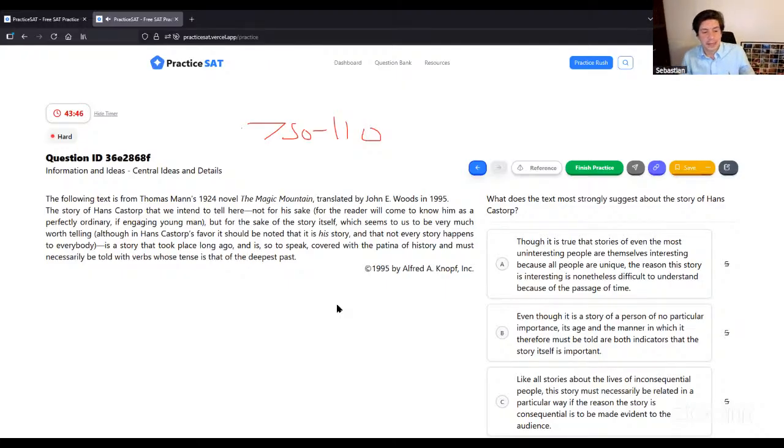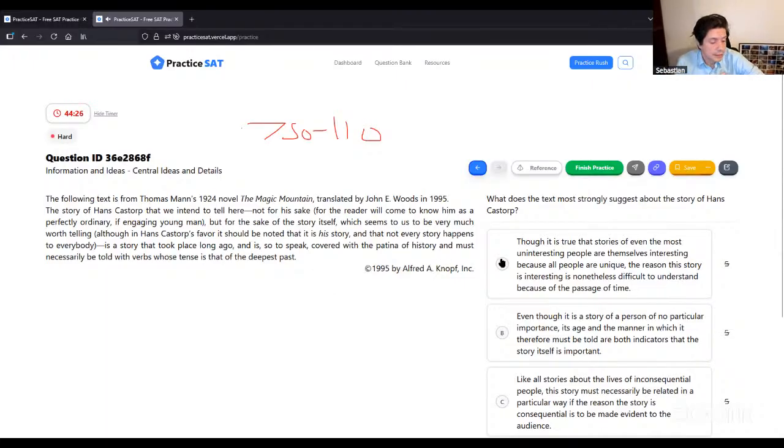The story of Hans Castorp that we intend to tell here, not for his sake, for the reader will come to know him as a perfectly ordinary, if engaging, young man, but for the sake of the story itself, which seems to us to be very much worth telling, although in Hans Castorp's favor, it should be noted that it is his story, and that not every story happens to everybody, is a story that took place long ago, and is, so to speak, covered with the patina of history, and must necessarily be told with verbs whose tense is that of the deepest past. What does the text most strongly suggest about the story of Hans Castorp?